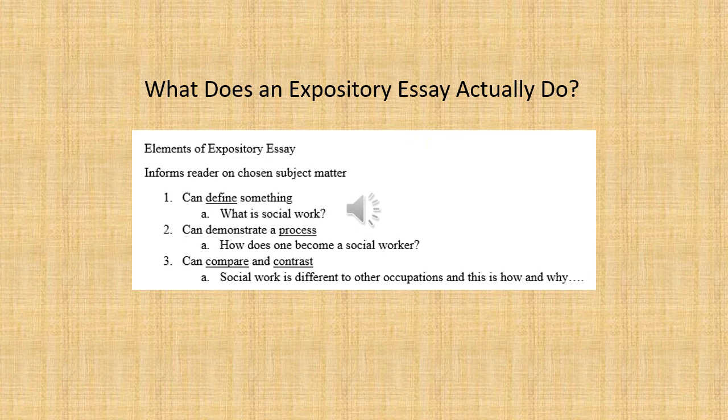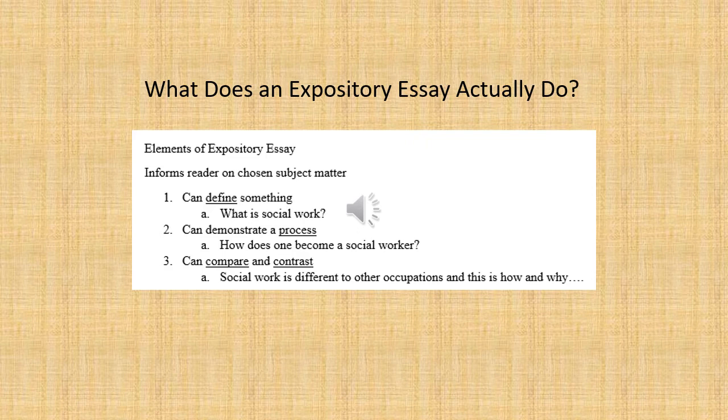And then you expand on it more, give a greater definition within the body of the essay. And then three, you can compare and contrast social work to something else, to another profession maybe, as we can see here in the example. Social work is different to other occupations, and this is how and why. So what does an expository essay actually do? As you can see here, and as I'm sure you recall from the chapter summary, the expository essay moves in a number of modes. One, it seeks to define something.